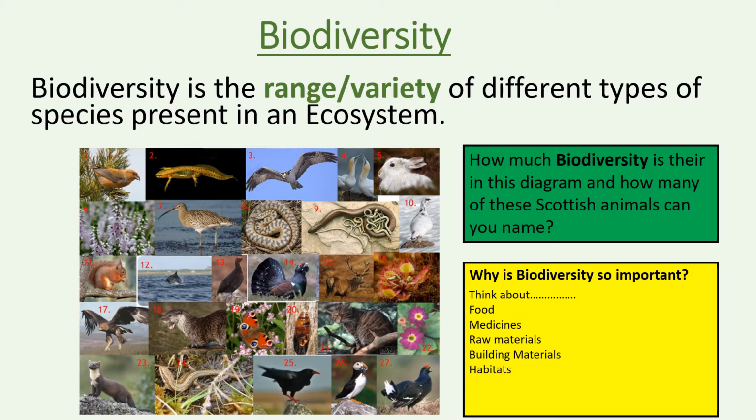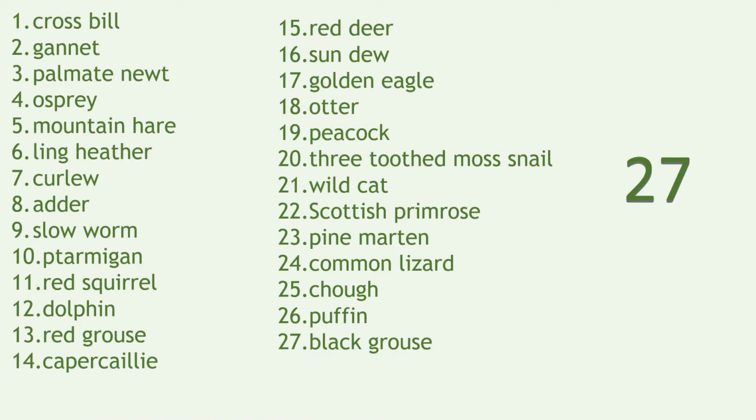And there are 27 different species in all of these different pictures. So the biodiversity number would be 27. And the list of the names of all of these species is on the next slide. I'm not going to go through all of the different names because you don't need to know that, but that's all of the different names if you were wondering what all of the names of the species were. And obviously we know that we had 27 different species, so the biodiversity was 27. So well done if you managed to get that.